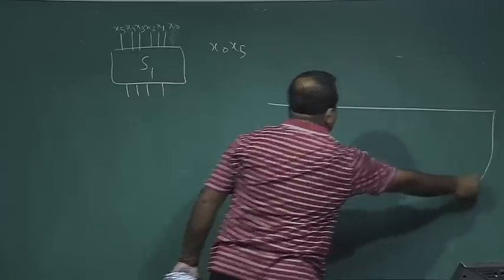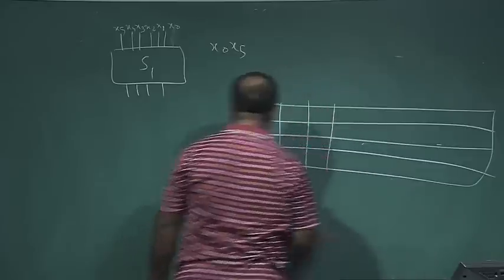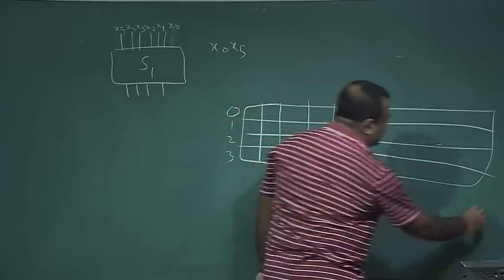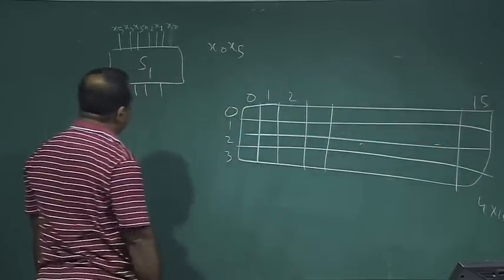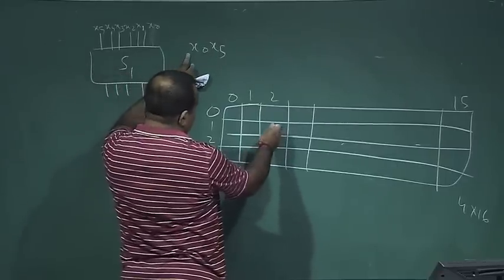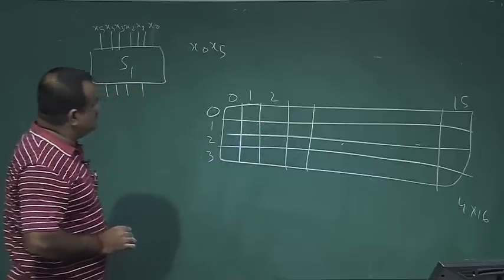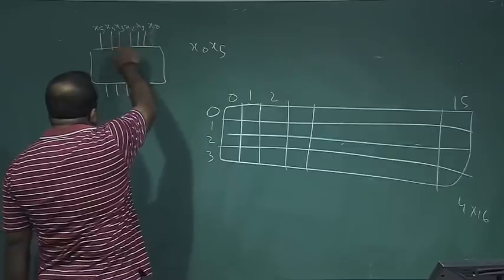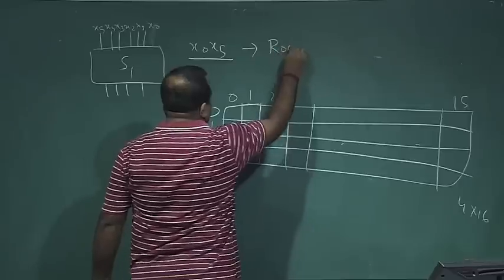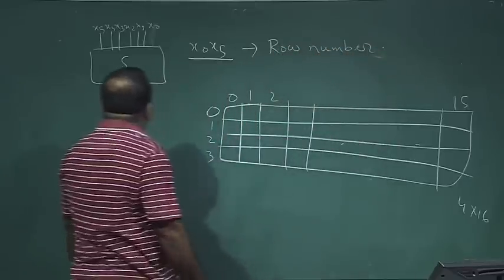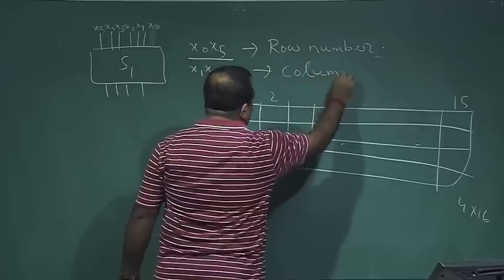Suppose we have a table, a matrix, of size 4 by 16. Rows are 0, 1, 2, 3, and columns are 0, 1, 2 up to 15, if you start from 0. Each of these entries is in hexadecimal form, because the output is 4-bit, and 4-bit can be represented in hex form. Now, suppose we want to get the output for x0 to x5. Then x0 x5 will give us the row number, and x1, x2, x3, x4 will give us the column number of this matrix.